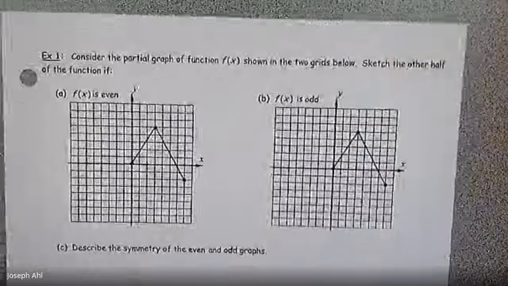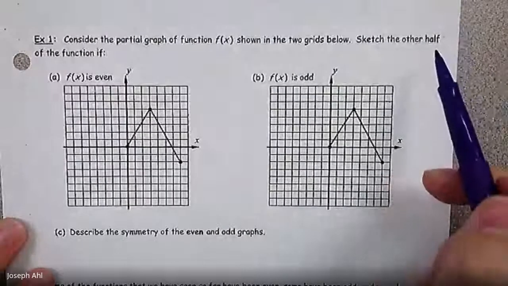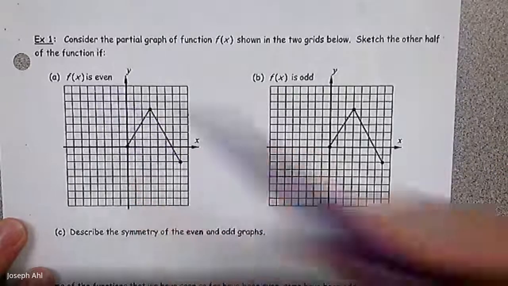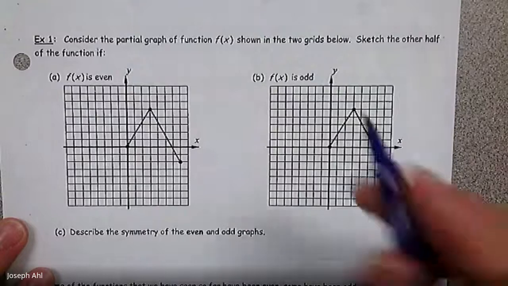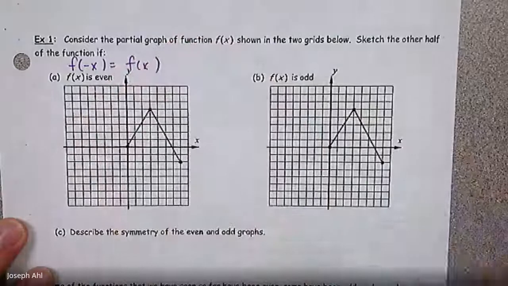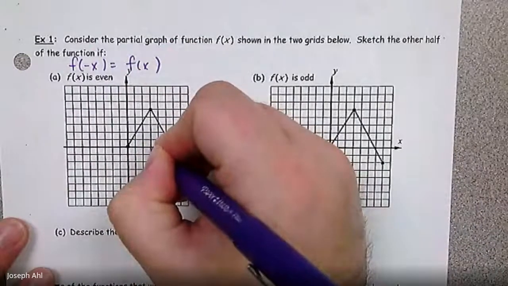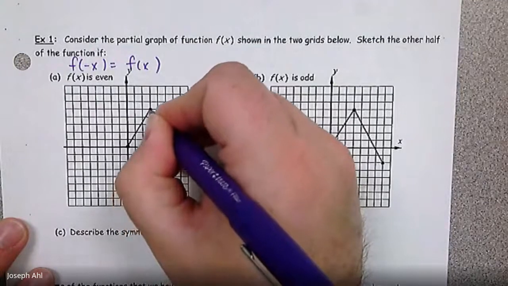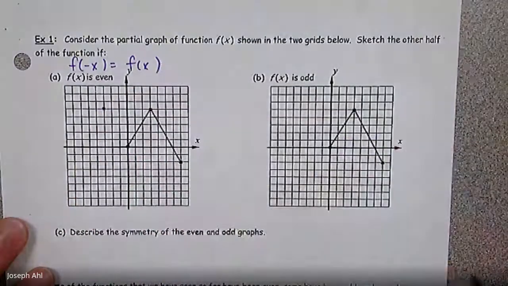All right, let's go ahead and take a look at example 1 on the top of page 11. Example 1 says, consider the partial graph of f of x. So we're only seeing part of the graph. Sketch the other half if the function is, first of all, even. So what we have to remember is that if the function's even, then f of negative x would equal f of x. So how is that going to transfer? It means that when I have the x value of 3, if the output is 5, then when I plug in negative 3, the output should also be 5.